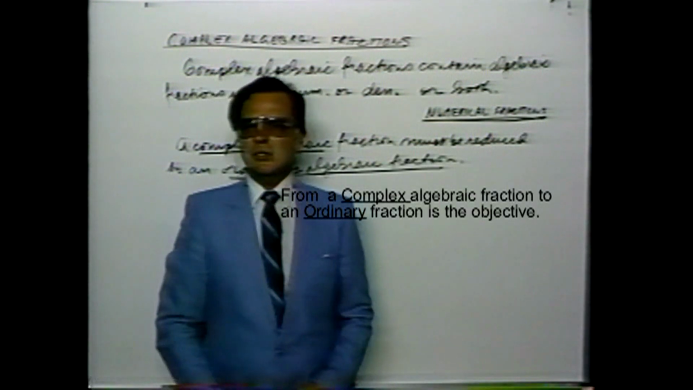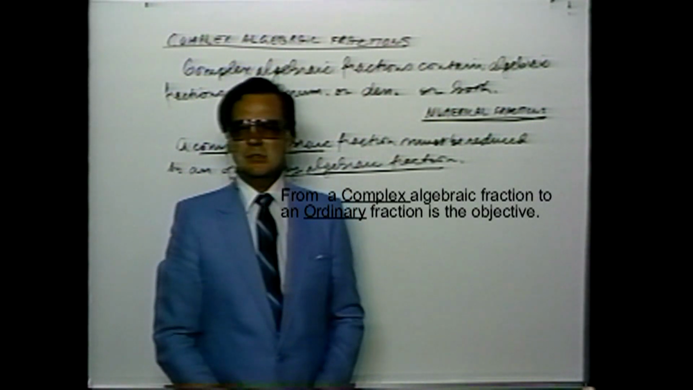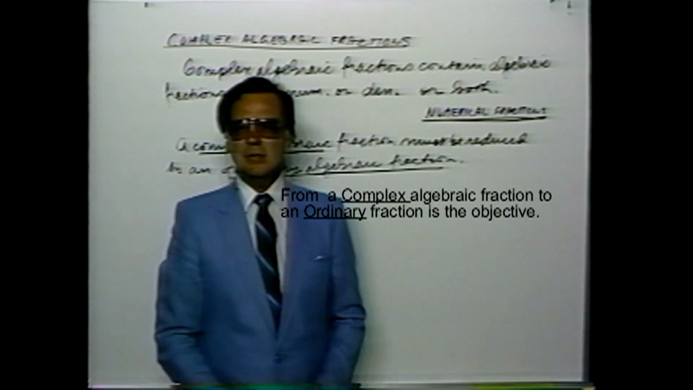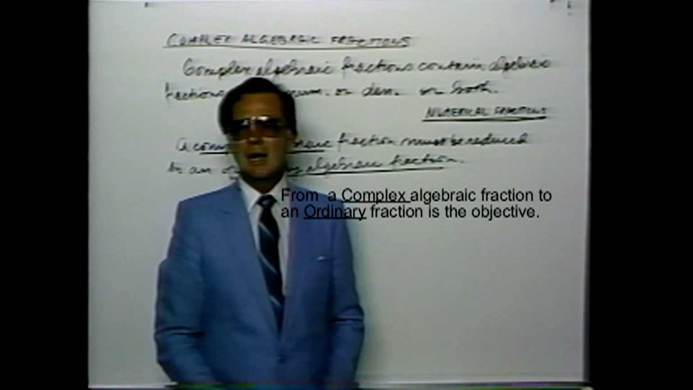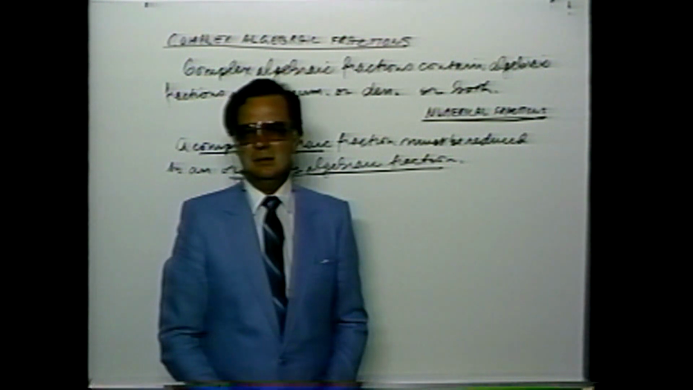An ordinary fraction does not have fractions in its numerator nor in its denominator. A complex fraction is reduced to an ordinary one by using a combination of the operations add, subtract, multiply, and divide.